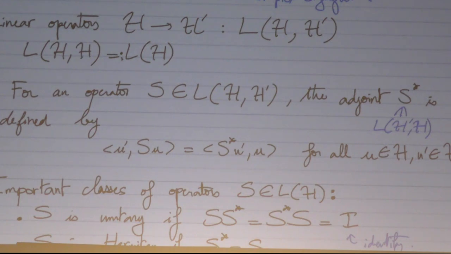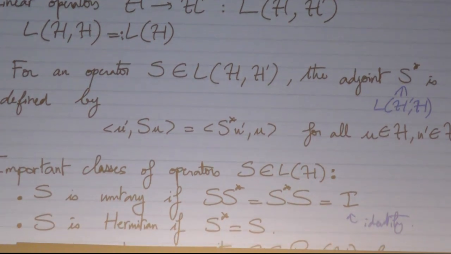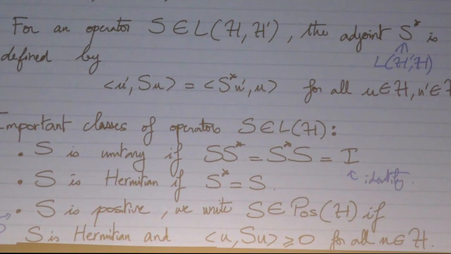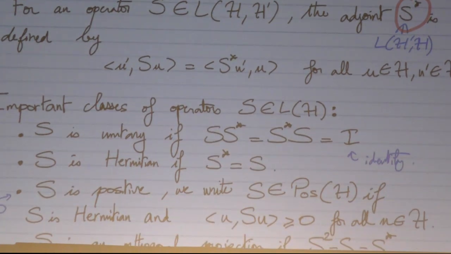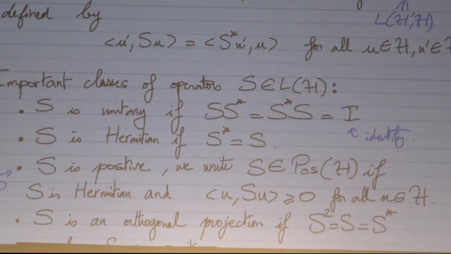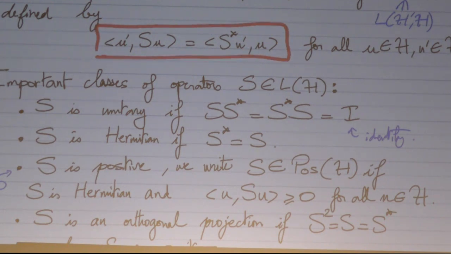My notation for linear operators from H to H prime is L(H, H'). Important is the adjoint operator: S star is an operator from H prime to H, which satisfies this property relative to the inner product.